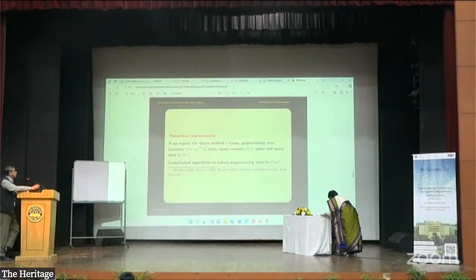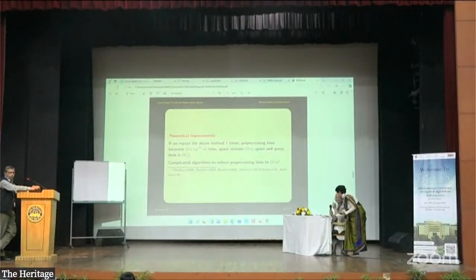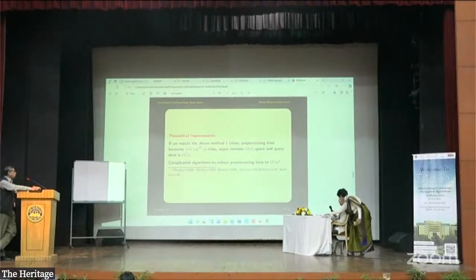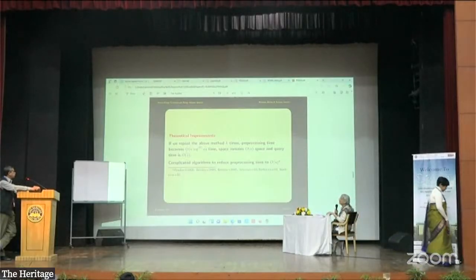Theoretically, I can repeat the above method 8 times. The pre-processing time can become n log of log iterated 8 times of n. The space will remain order n, and the query time will become order k. There are complicated algorithms to reduce the pre-processing time to order n.